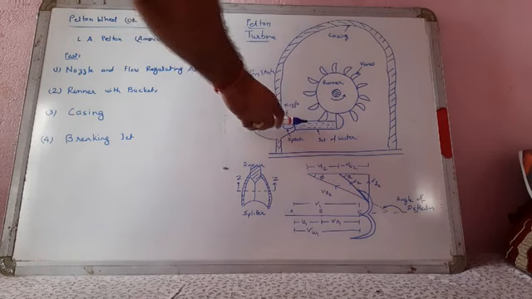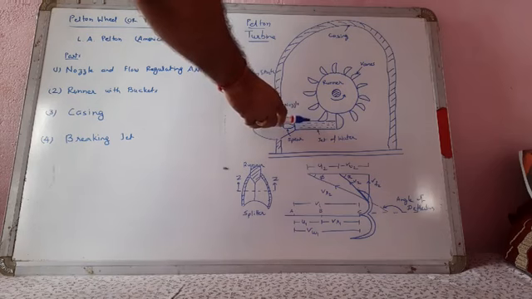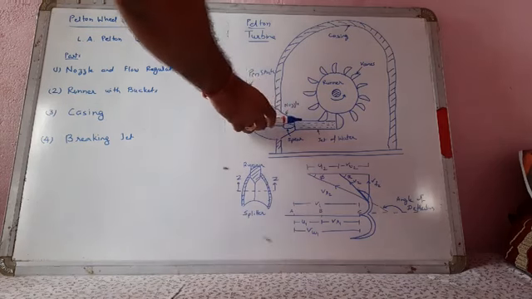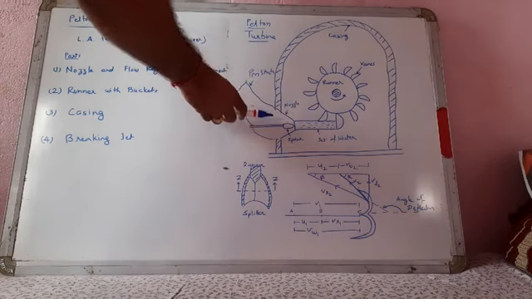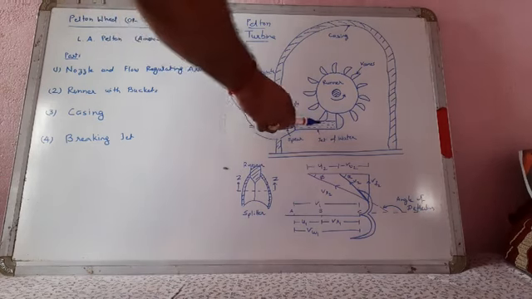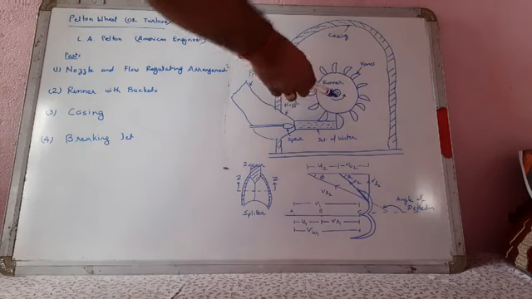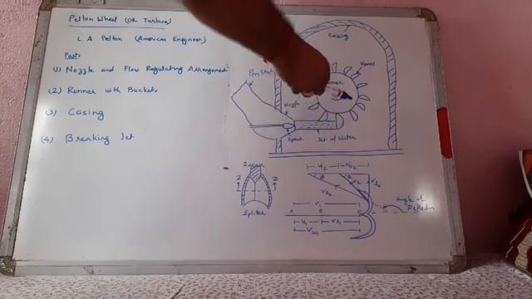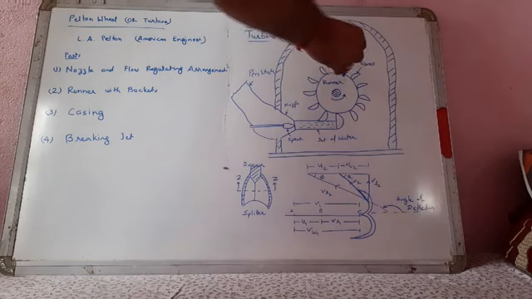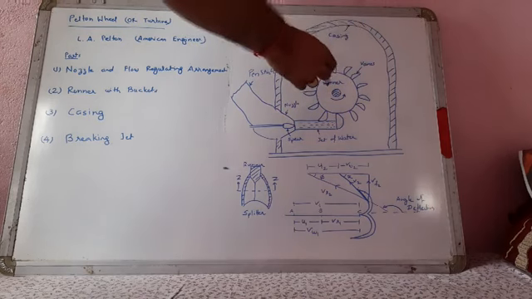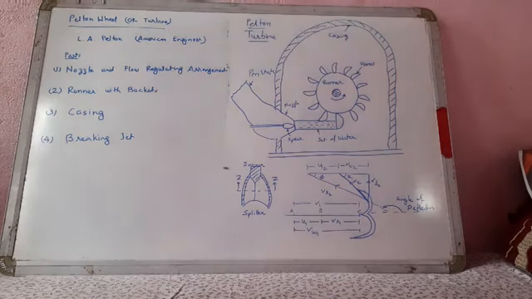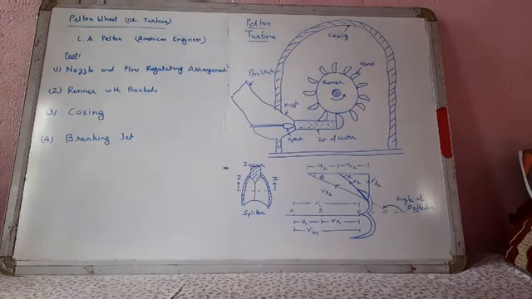If you make the spear forward, then there is no jet passing through this nozzle, and if we put the spear in the backward position, then the nozzle is fully open to make a jet force on this vane. After striking this vane, the runner and vane move in this anti-clockwise direction, and the power generator is connected to this turbine, and the power is produced.